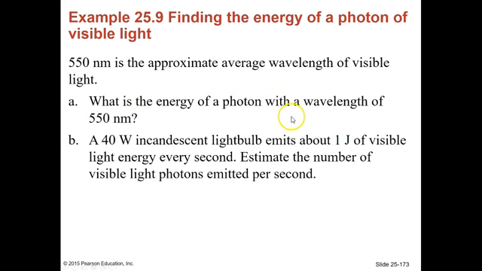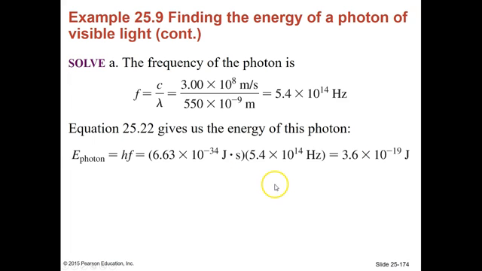This problem is finding the energy of a photon of visible light. I have 550 nanometers, remember that's 10 to the negative ninth, which is the approximate average wavelength of visible light. They want to know what is the energy of a photon with that wavelength, and then they say there is a 40-watt incandescent bulb. It emits about 1 joule of visible light energy every second. So they want us to figure out the number of visible light photons emitted per second.